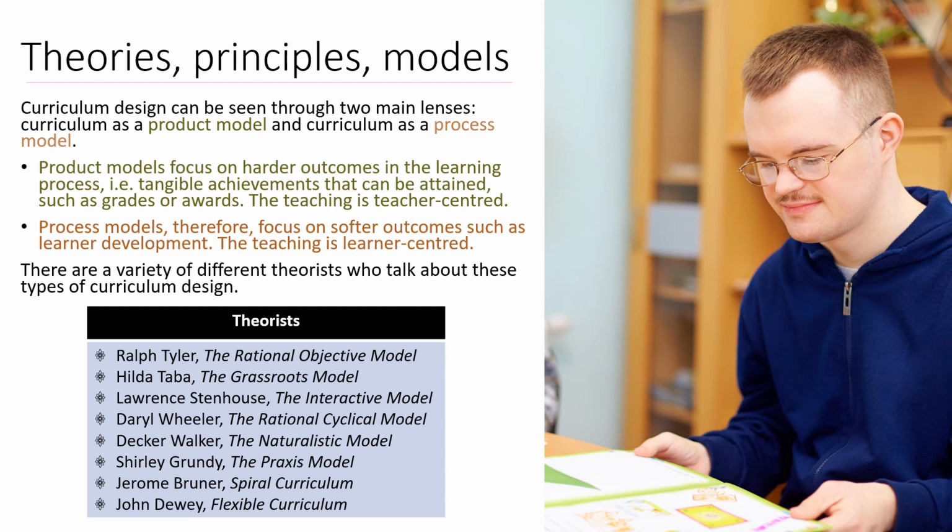Curriculum design can be seen through two main lenses: curriculum as a product model and curriculum as a process model. Product models focus on harder outcomes in the learning process, i.e., tangible achievements that can be attained, such as grades or awards. The teaching is teacher-centered. Process models, therefore, focus on softer outcomes such as learner development. The teaching is learner-centered. There are a variety of different theorists who talk about these types of curriculum design.